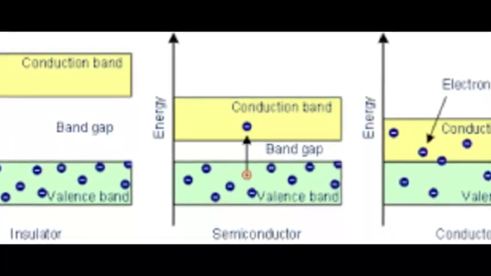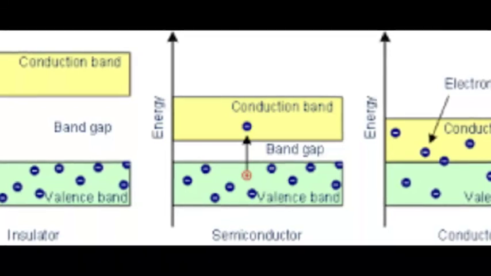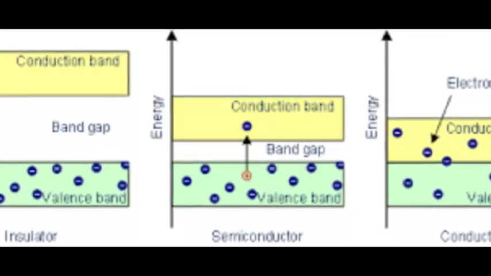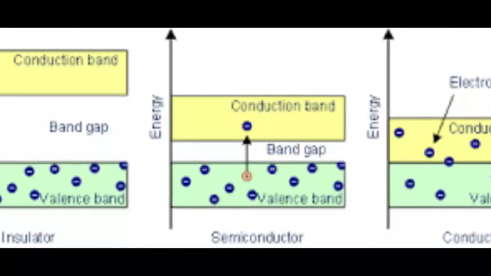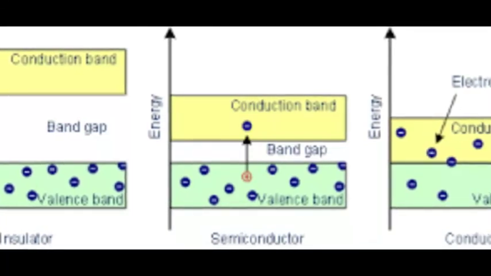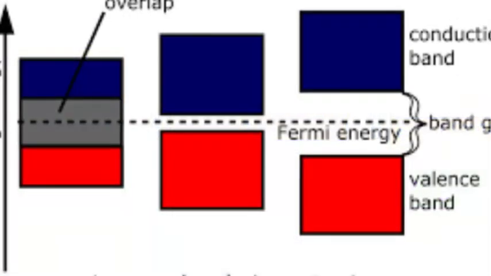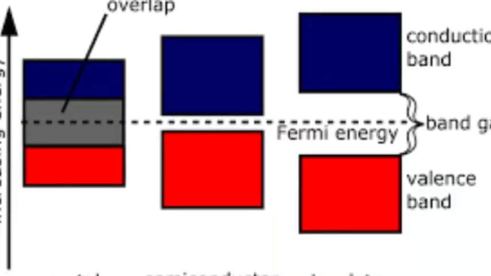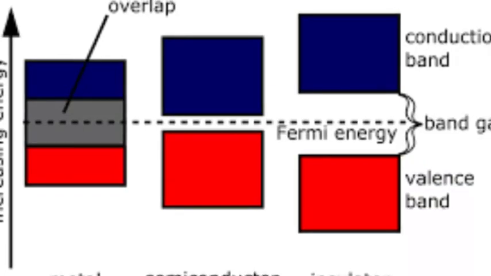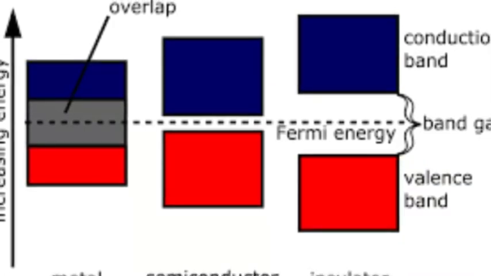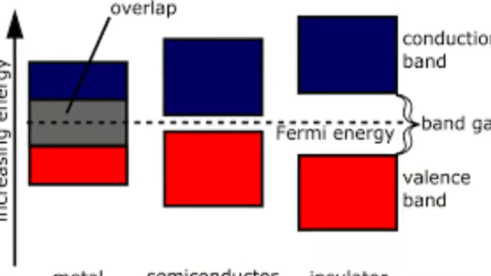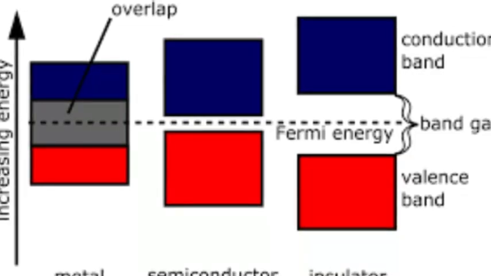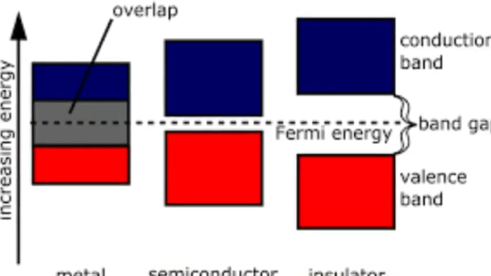So we will discuss classification of solids based on energy bands. Three types of solids are there according to this classification. First is insulator, second is conductor, and third is semiconductor. So let's discuss insulator. Insulators are those substances which do not allow the passage of electric current through them. In terms of energy band, the valence band is full while the conduction band is empty.